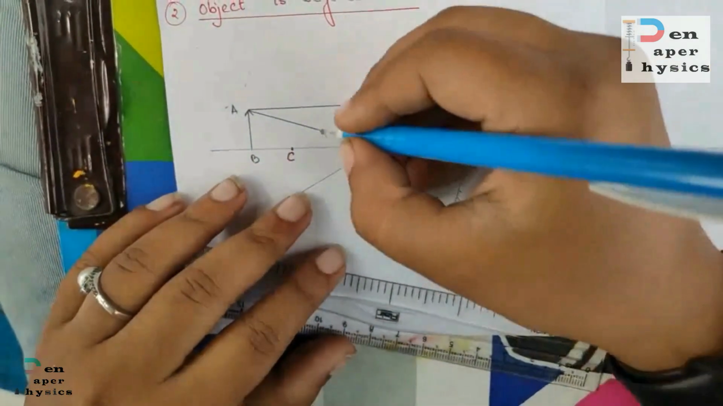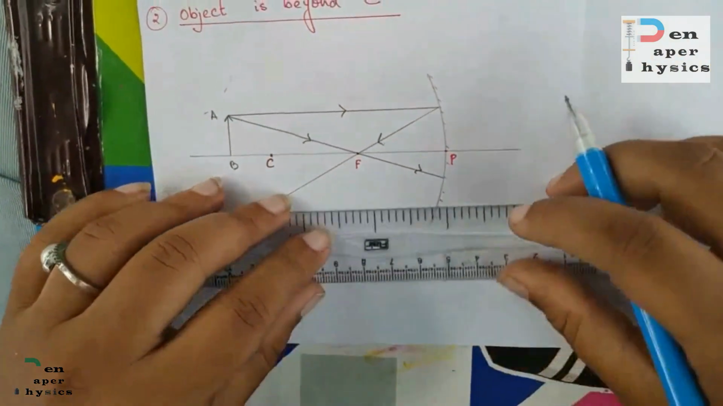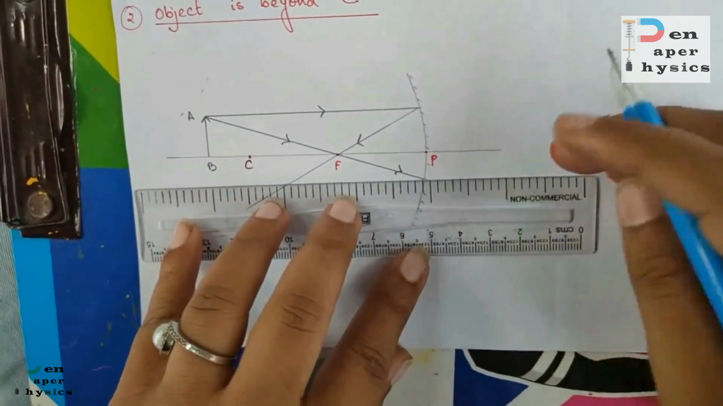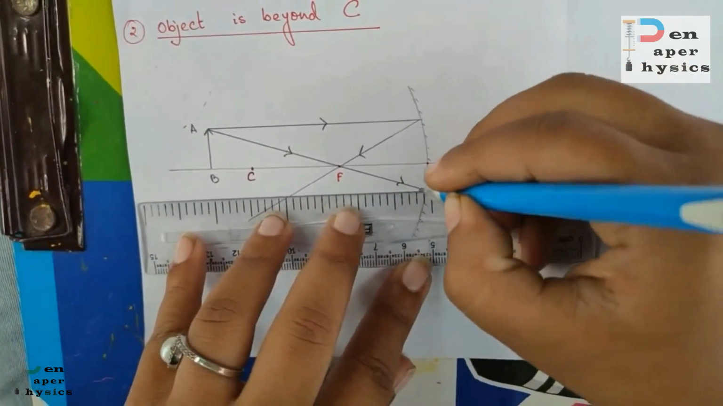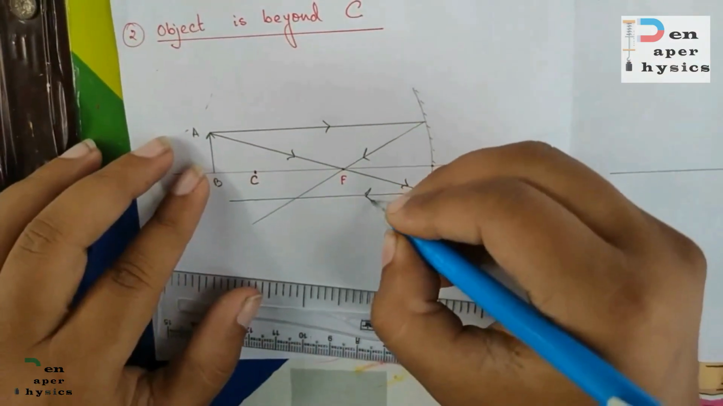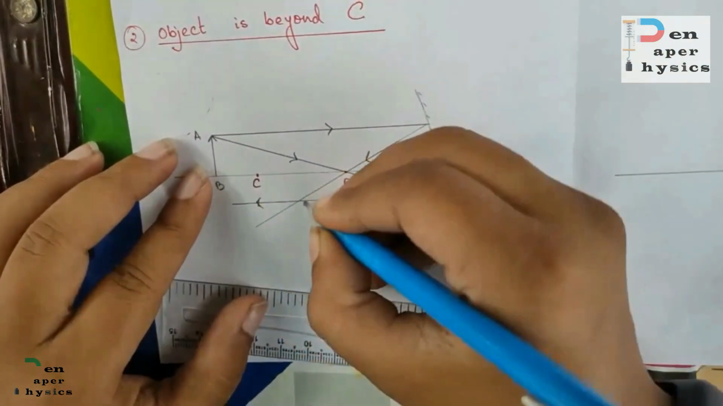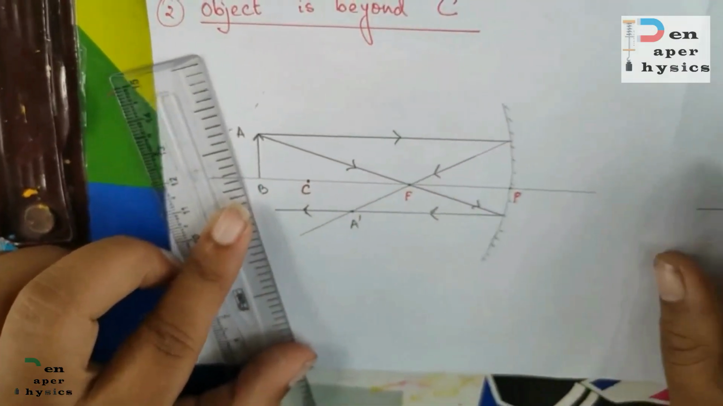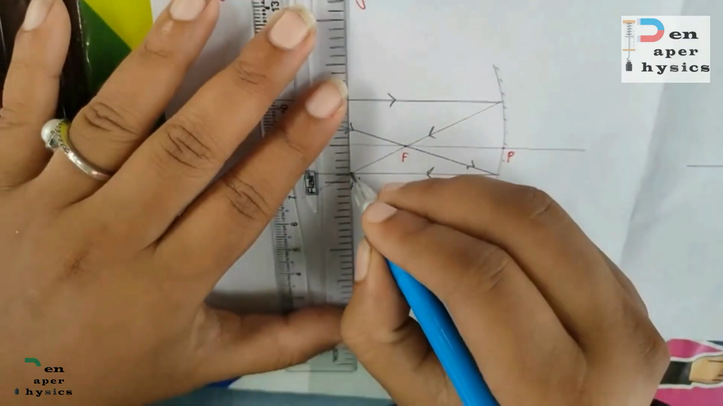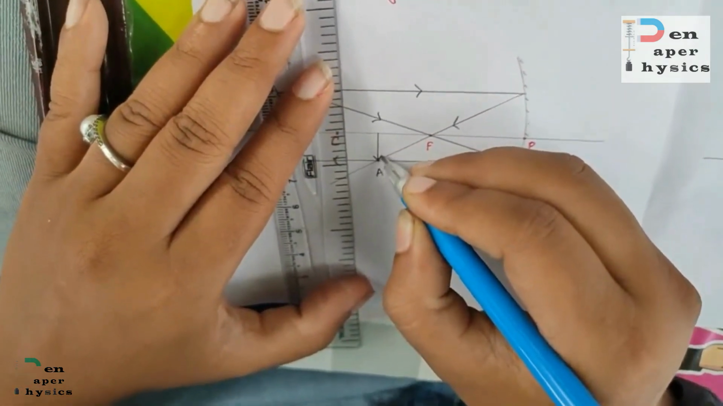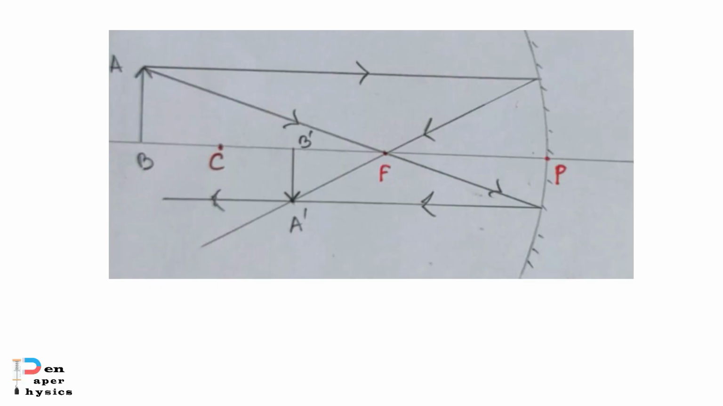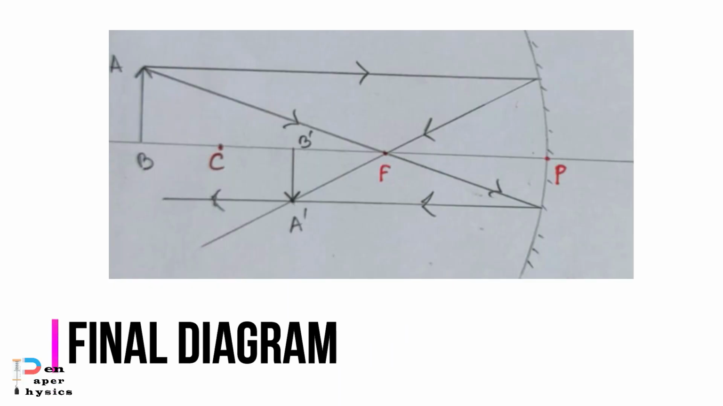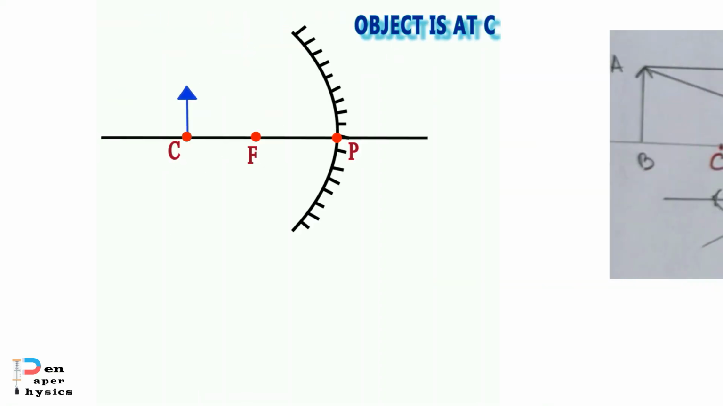Now from that point of incidence on the mirror, draw a parallel ray. And you will get your intersecting point from where you have to draw your image. Now draw the inverted image of AB, which is A', B'. So here is your final diagram, and positively mark the arrows properly because no arrow, no marks.